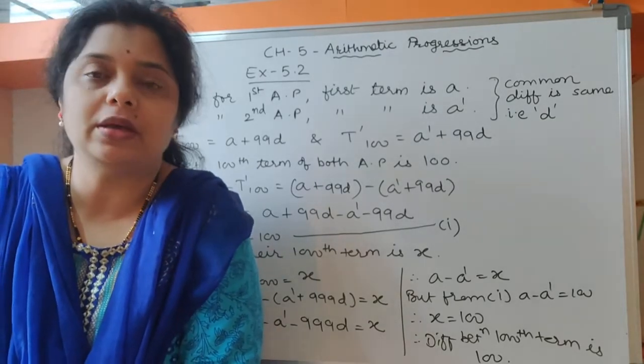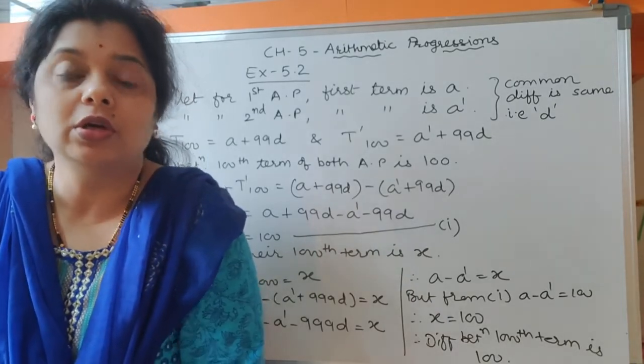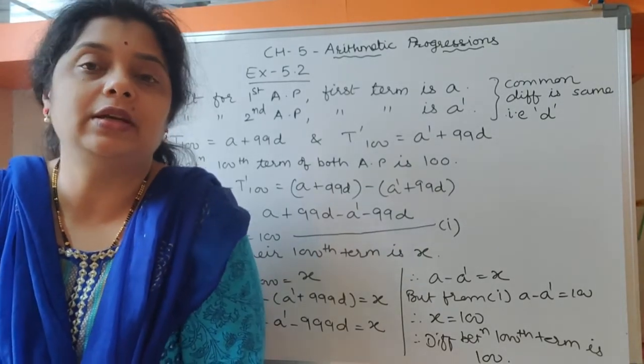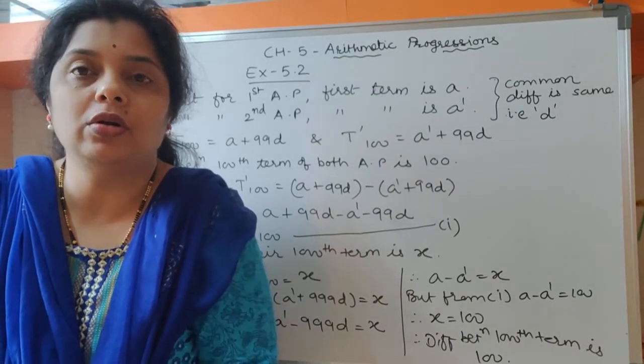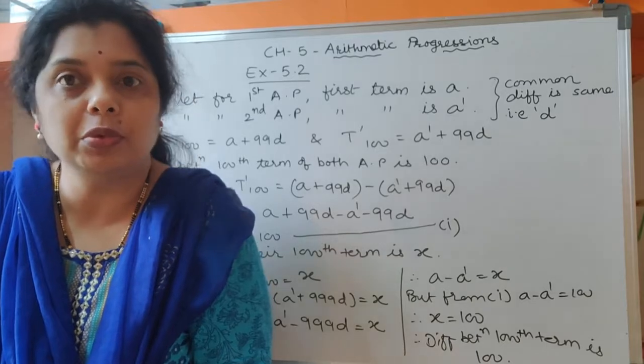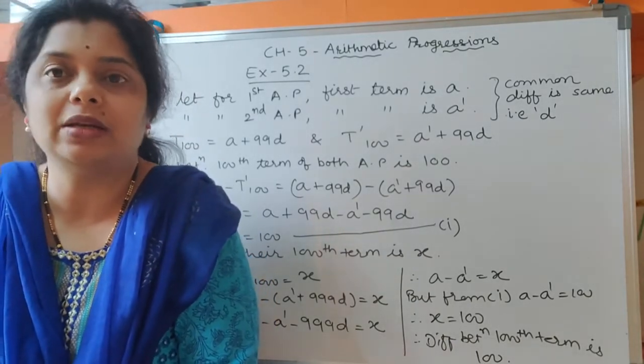In chapter 5, we have learned about different types of AP, what is AP, what is common difference, what is a first term that we all know. We learned about end terms and related examples also. And I want to recall that formula. What is the formula to find out end term? An is equal to a plus n minus 1 d.